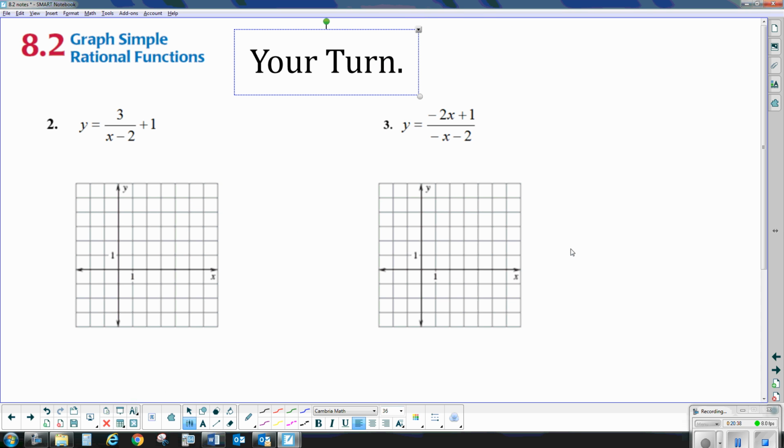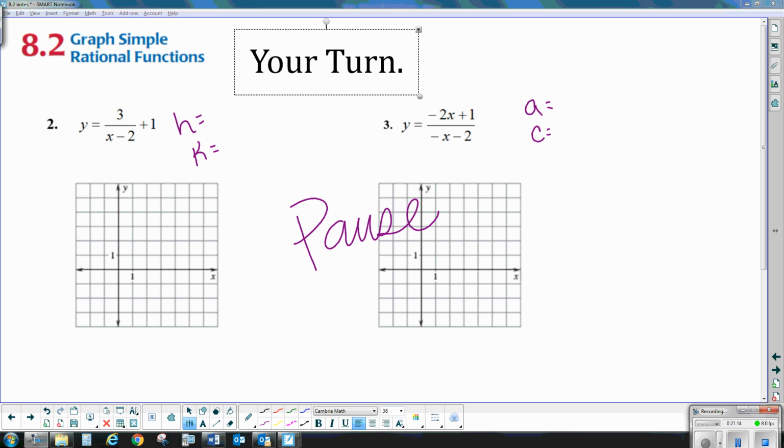So in these next two examples, pause the video while you work, and you can unpause for the solution. It may be helpful to start with your domain and range. So define your h and your k, and define your a and your c, so that you can define your asymptotes and then state your domain and range, and then you can go ahead and plot your points. So pause the video now and go ahead and work, and you can unpause for the solution.